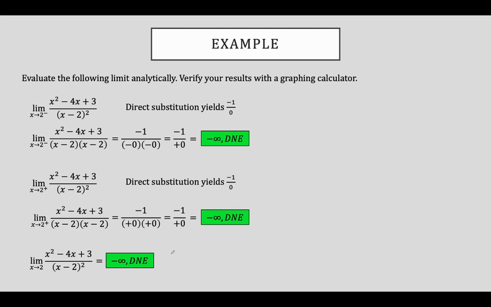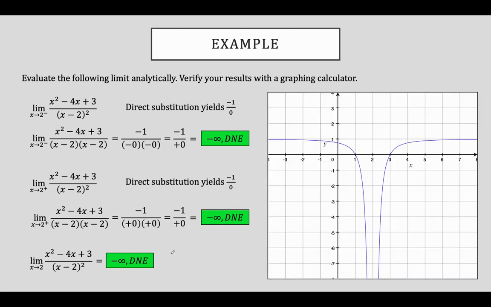And again, we can verify our results graphically. We can graph our function. And we notice that as our x values get closer and closer to 2 from the left, the y values go down to negative infinity. Same as we come from the right, our x values get closer and closer to 2 from the right, the y values go down to negative infinity. And again, the graph confirms that we do indeed have a vertical asymptote at x equals 2. All right, so that is how we evaluate infinite limits algebraically.